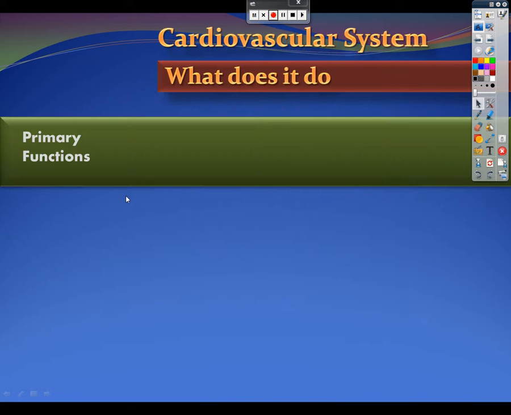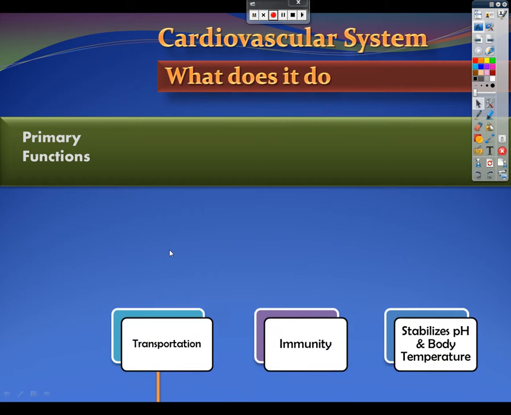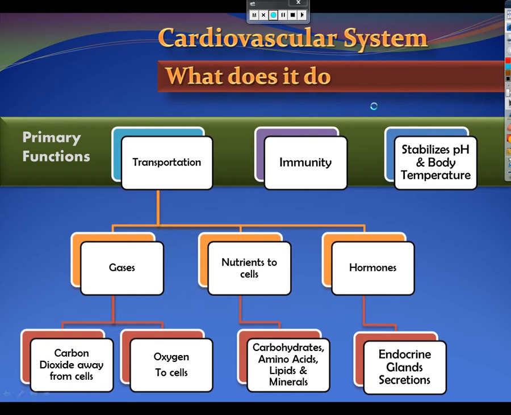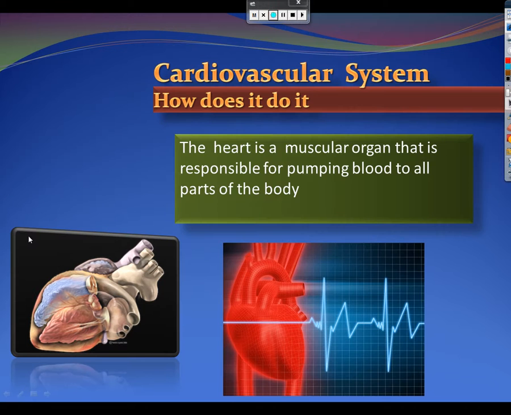Sorry, let me go back. Oh, I think I'd covered everything here anyway. Sorry. All right, the cardiovascular system.